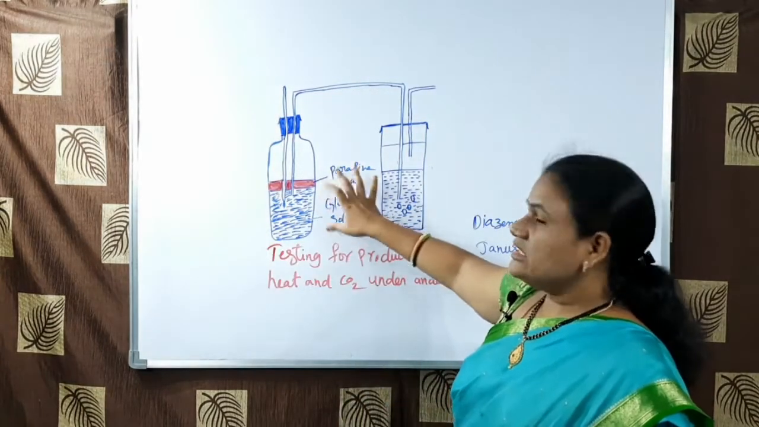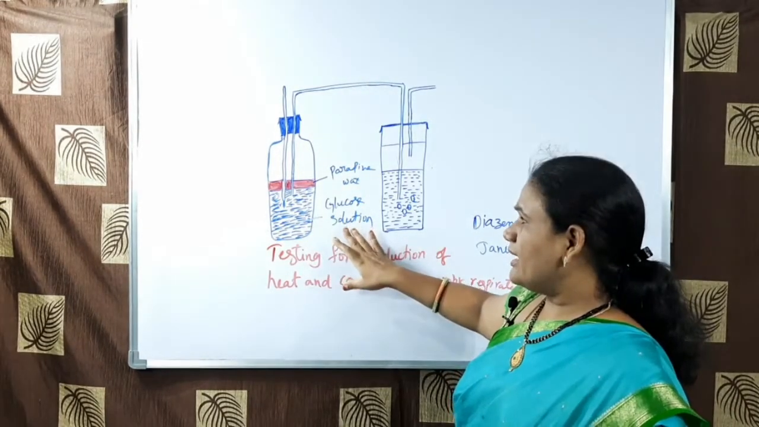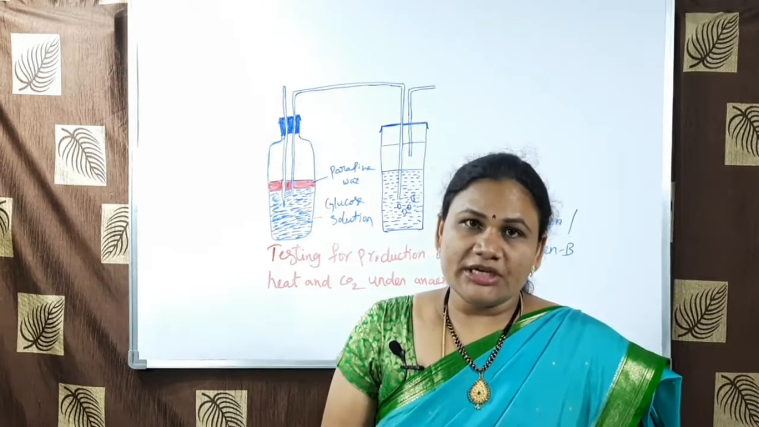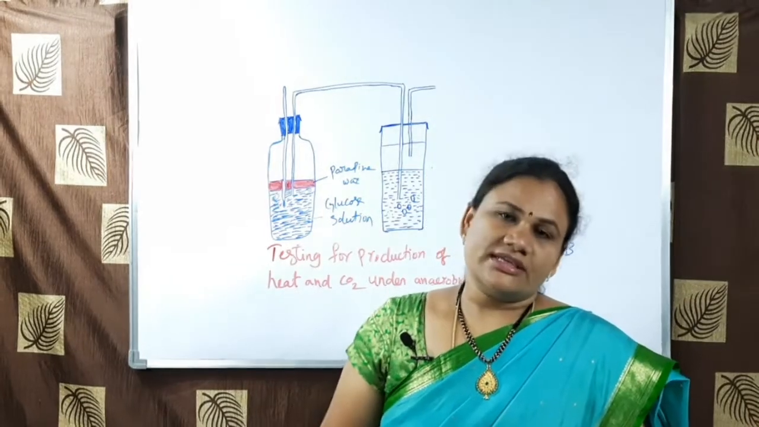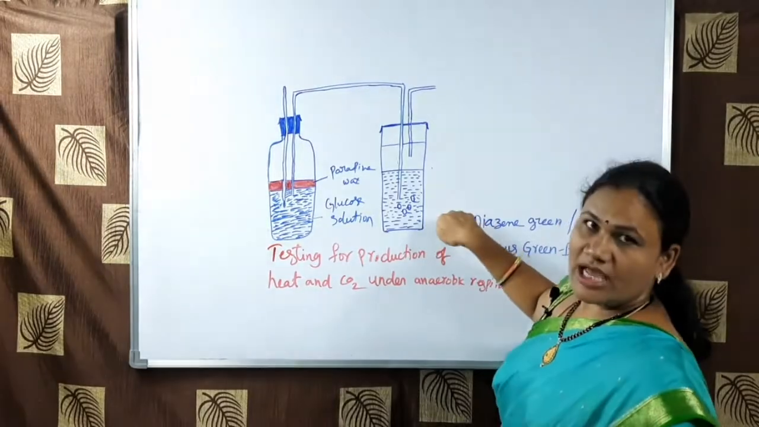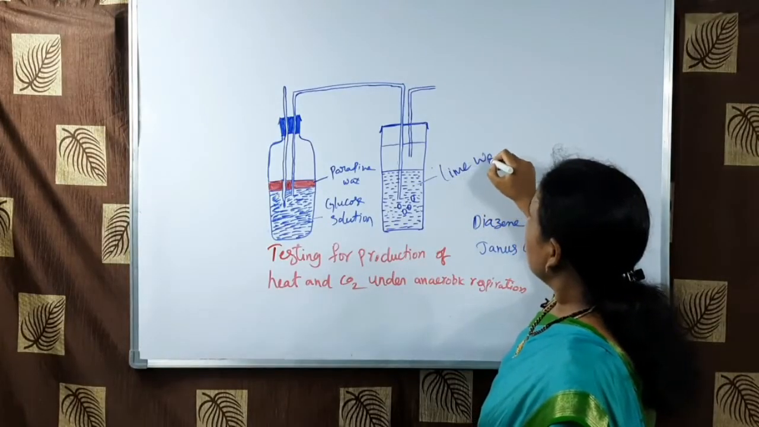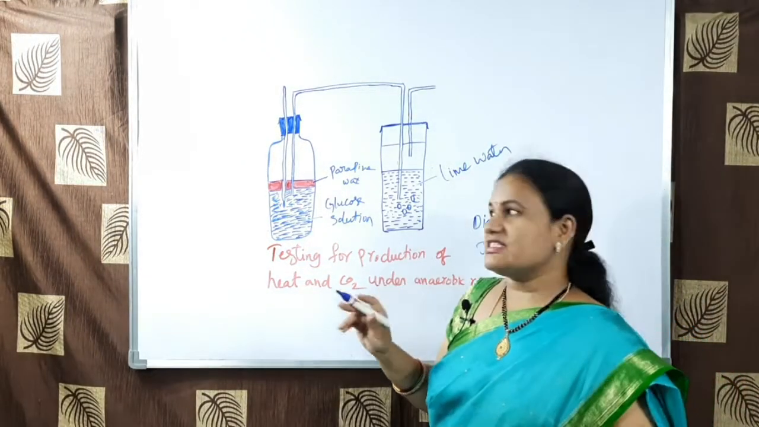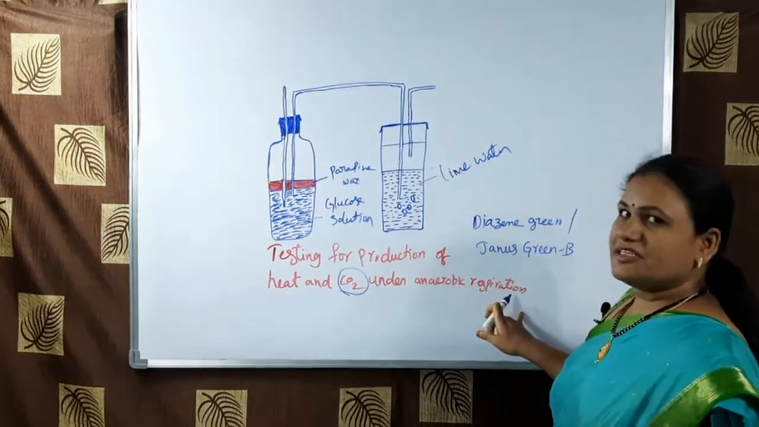So yeast will grow very fast in the glucose solution, and later on after growing, what will it do? It will perform anaerobic respiration. In the process of anaerobic respiration, which gas is released? Carbon dioxide. This carbon dioxide escapes from this tube into the lime water. Immediately the lime water converts into what color? Milky white. By this we can say that carbon dioxide is produced during anaerobic respiration.